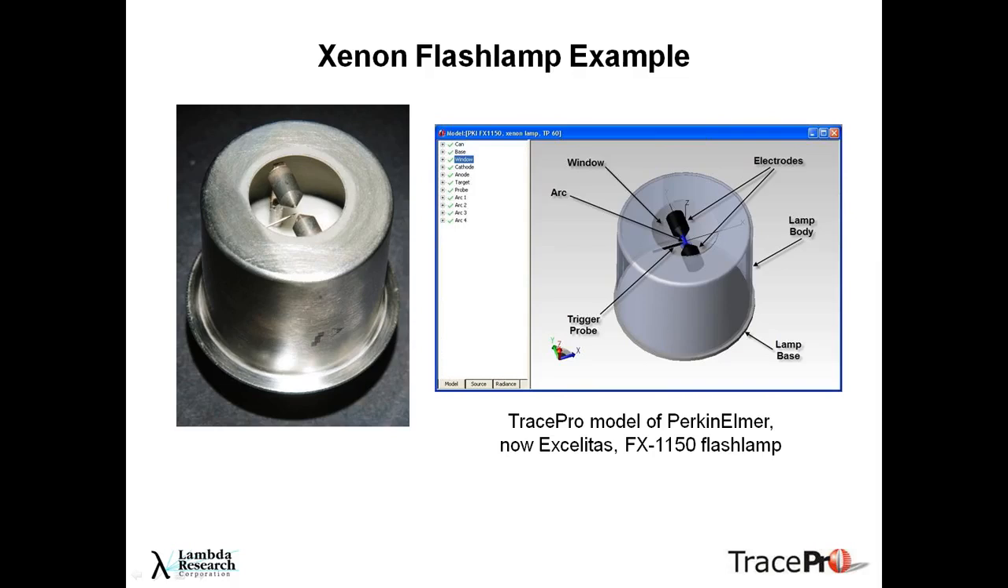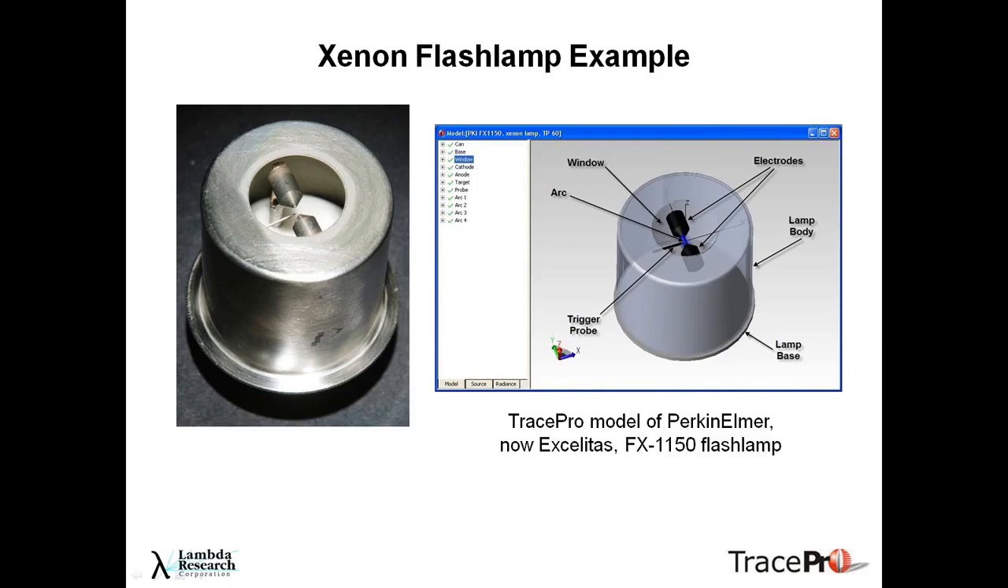The last example, this is something I used to work with quite a bit in my past, so I'm very familiar with it. This is a pulsed short arc flash lamp made by Perkin-Elmer, who's now Excelitas, a company I worked for a long time. I took this lamp and fully measured it, did a full angular distribution of it as well as a spectrum, and I built the model in TracePro as well.